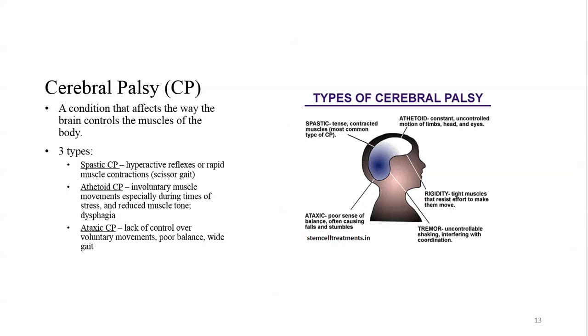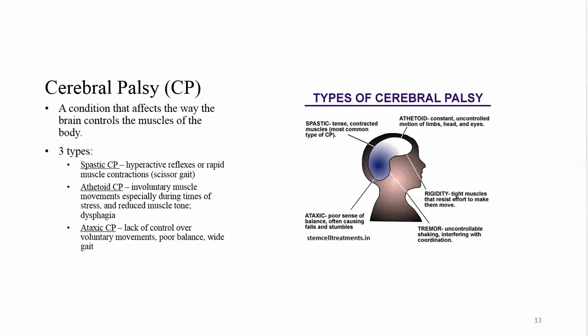Now, there are 3 types. You have spastic CP. This is when you have hyperactive reflexes or rapid muscle contractions, and they have that scissor gait. Okay, this is the most common.